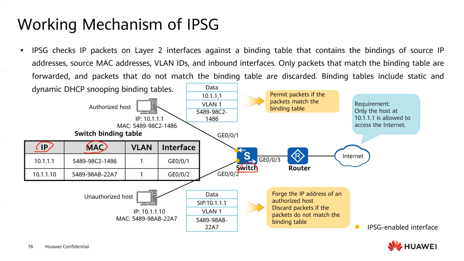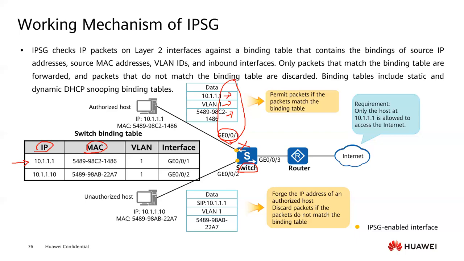The packet has the IP address, has a VLAN, and this packet enters the switch by some port. So you can find that now we have four parameters. We just need to check whether the four parameters are equal to this entry. If any parameter is not equal, the switch will drop the packet.